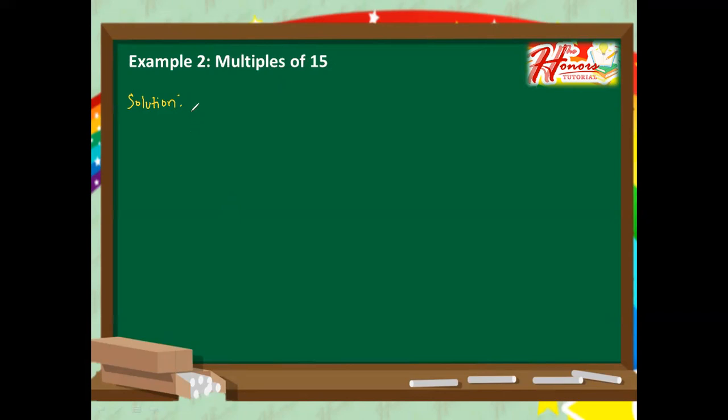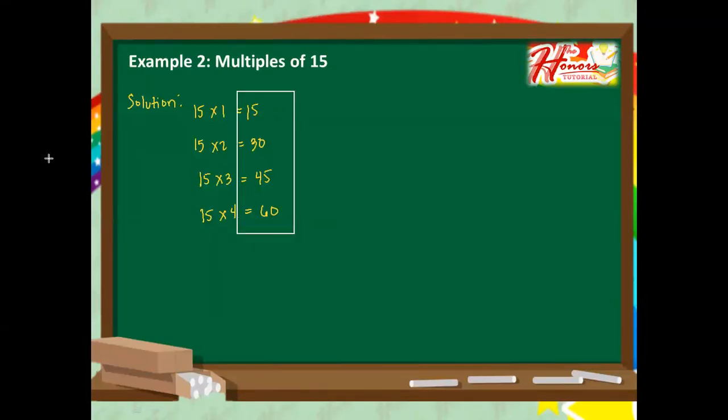So let me guide you. Let's start with 15 times 1. That's 15. 15 times 2, that is 30. 15 times 3, that is 45. And 15 times 4, that is 60. So we will be getting this part because these are the multiples of 15.